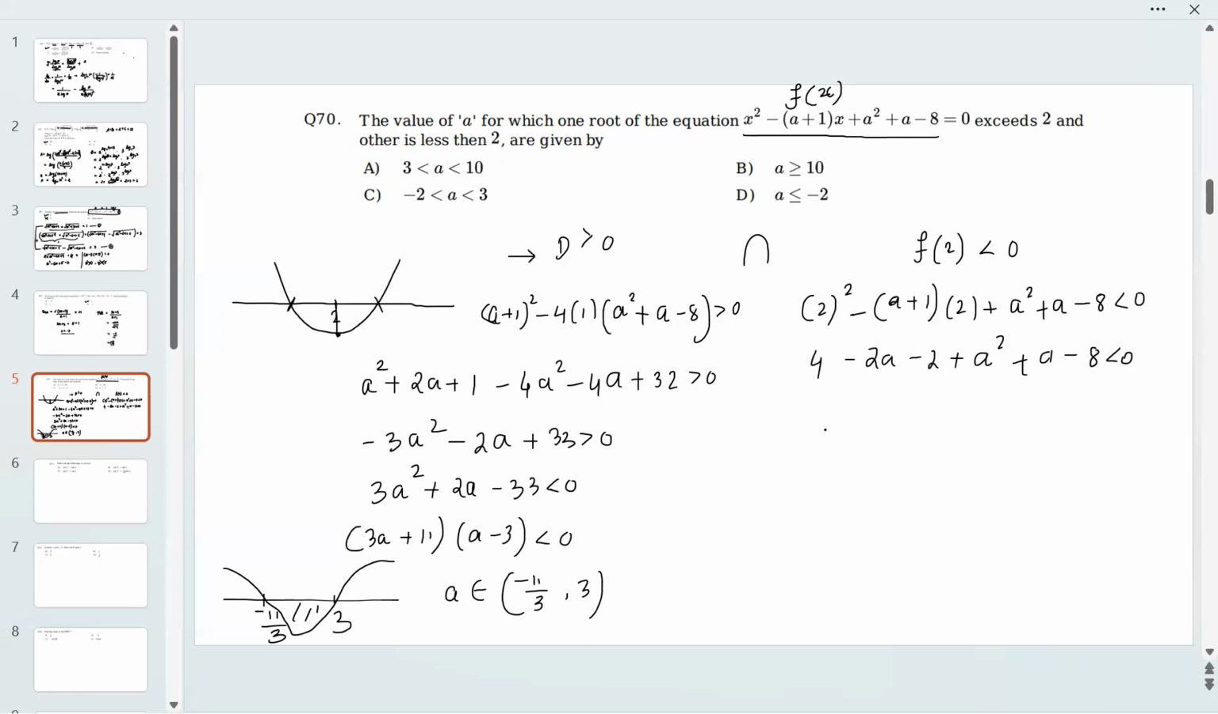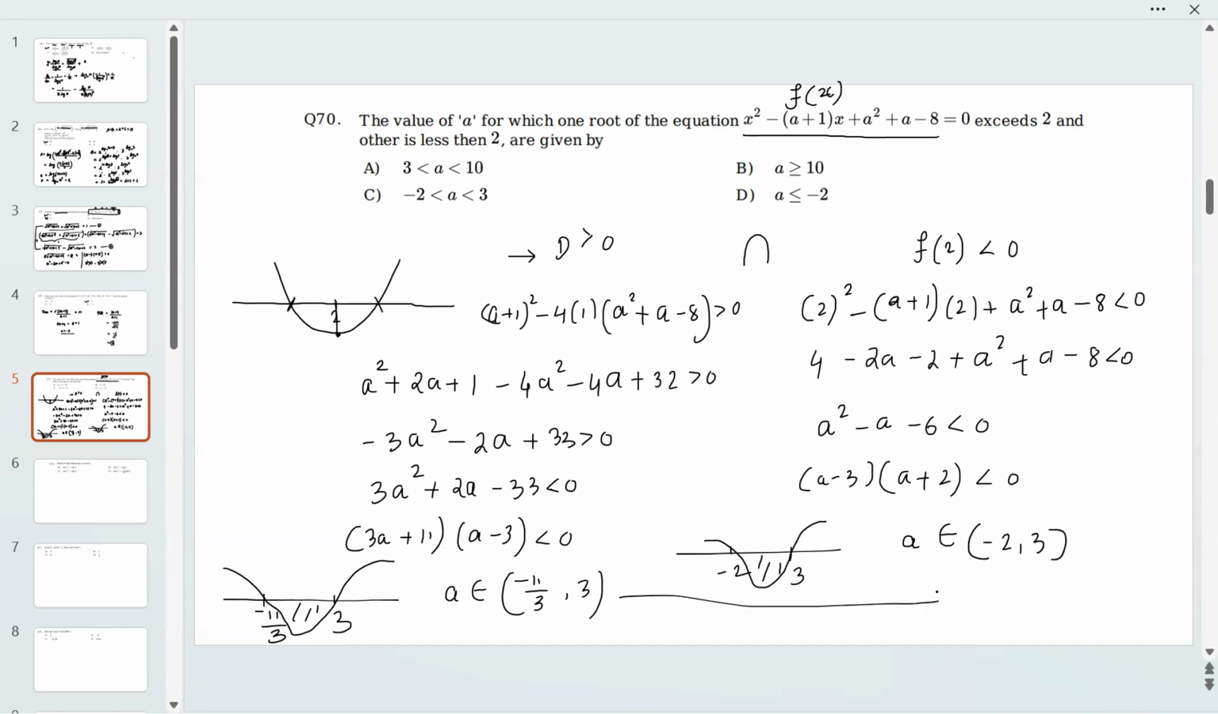So if I rearrange, a square minus 2a plus a, that is minus a, 4 minus 2 is 2, 2 minus 8 is minus 6, less than 0, again easily factorizable. Its factors are (a minus 3) into (a plus 2) is less than 0. Again by wavy curve, the critical points are minus 2 and 3. So we want the negative value, this one. So here a belongs to open interval minus 2 to 3.